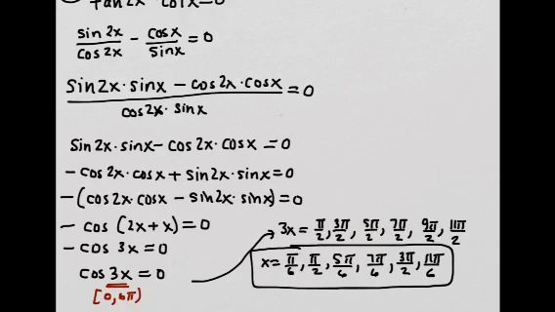Okay? Divide everything by 3, so all these 2's become 6's. So 3 over 6 is pi over 2. And 9 over 6 is 3 pi over 2. So here are the final answers right here.